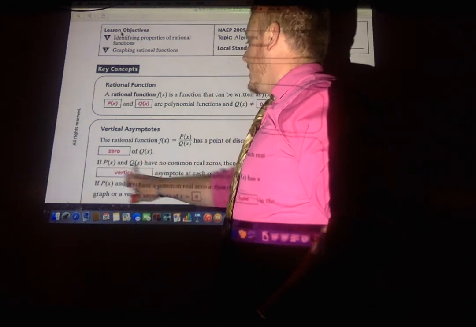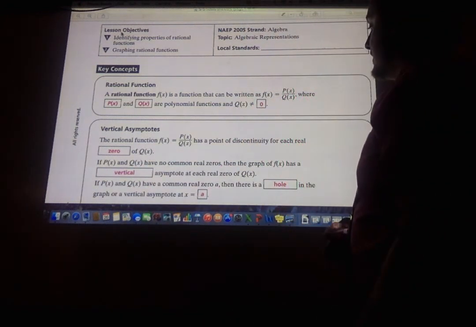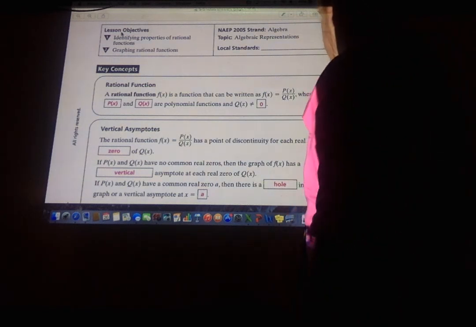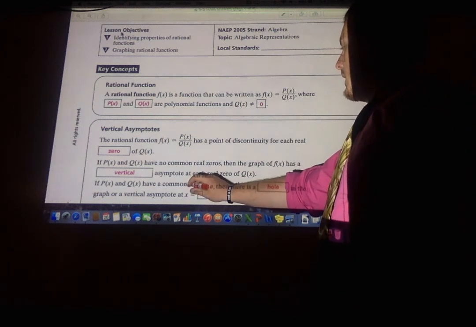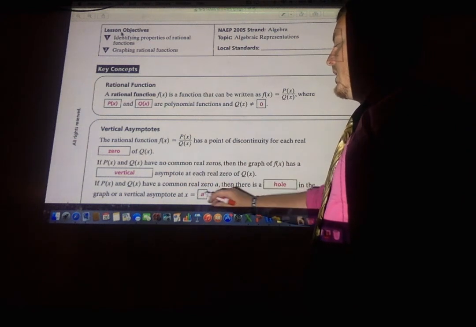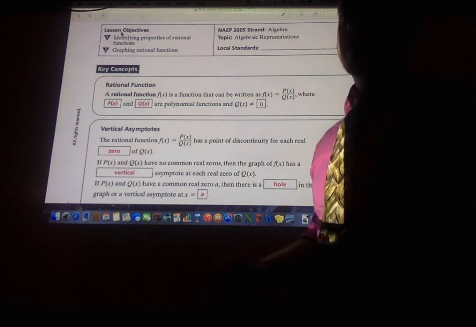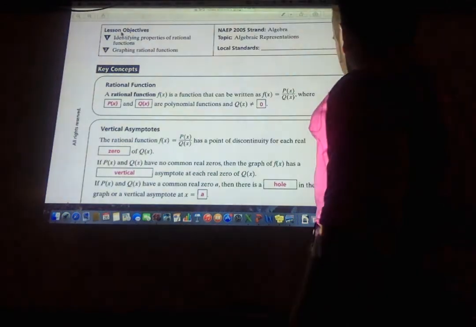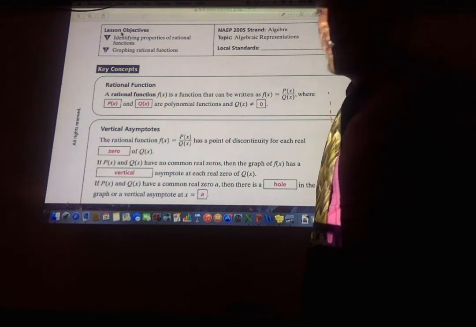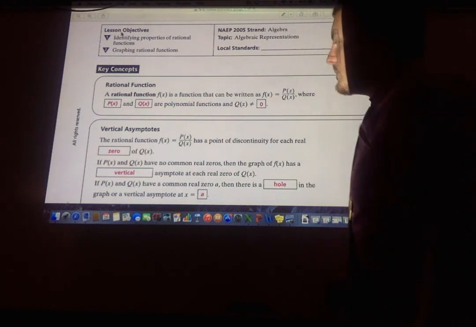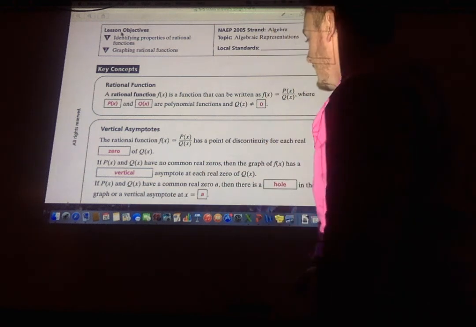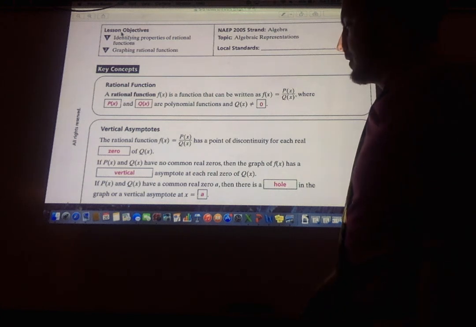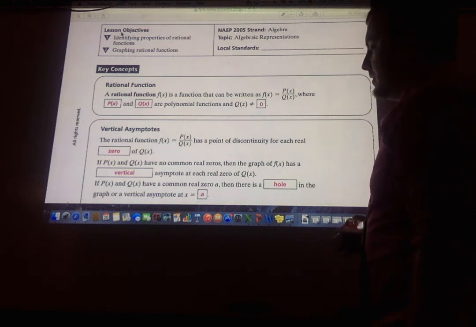So if p of x and q of x have no common real zeros, then the graph of f of x has a vertical asymptote at each real 0 of q of x. So that just means if they're not in common, each real 0 of q of x is going to be a vertical asymptote. Vertical asymptote, yet again, is our vertical dotted line where our line and our graph cannot cross. All right, if p and q have a common real 0 a, then there is a hole in the graph or a vertical asymptote at x equals a.